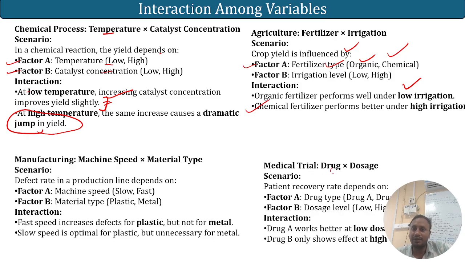interaction. Then we have drug and dosage. Patient recovery depends upon factor A, drug A or drug B, and high or low doses, different compositions. Drug A works better with low doses, it's an interaction. Drug B only shows effect at high doses, again an interaction.